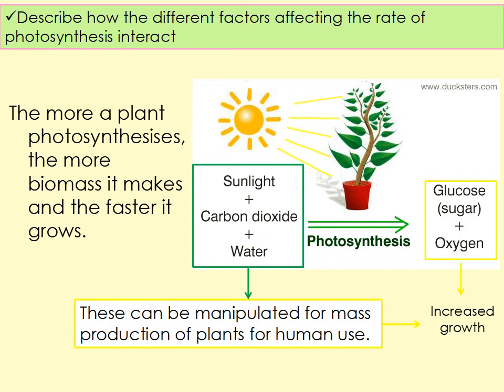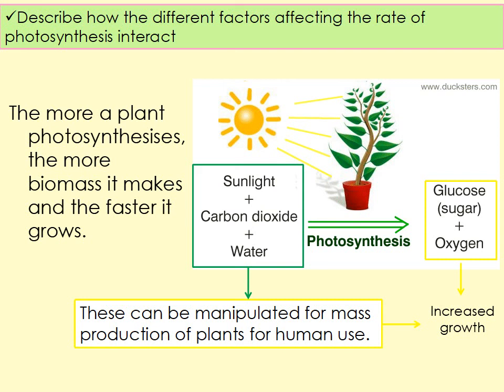This diagram represents photosynthesis taking place in a plant. A plant needs sunlight, carbon dioxide, and water for the chemical reaction to occur, which results in production of glucose and oxygen as waste material. If there is an increase of reactants, there will be more products, just like in any other chemical reaction. For the plant, this means more biomass and an increased rate of growth.